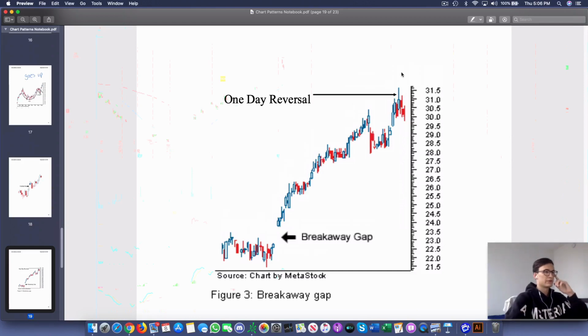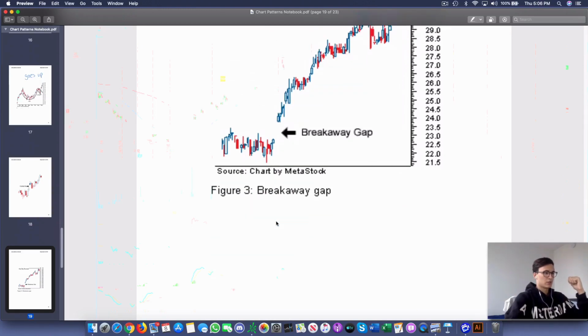One day reversal, basically what we spoke about. This is the breakaway gap, and then it goes up. One day reversal, and then it starts. We can expect from there on it's going to fill this gap here.